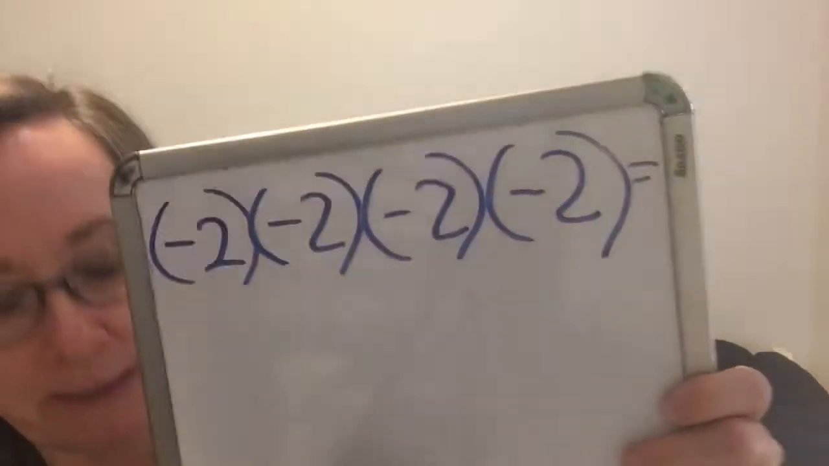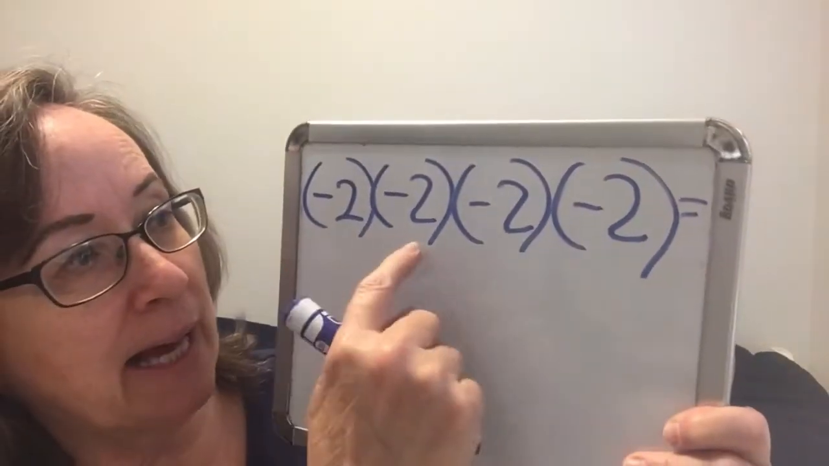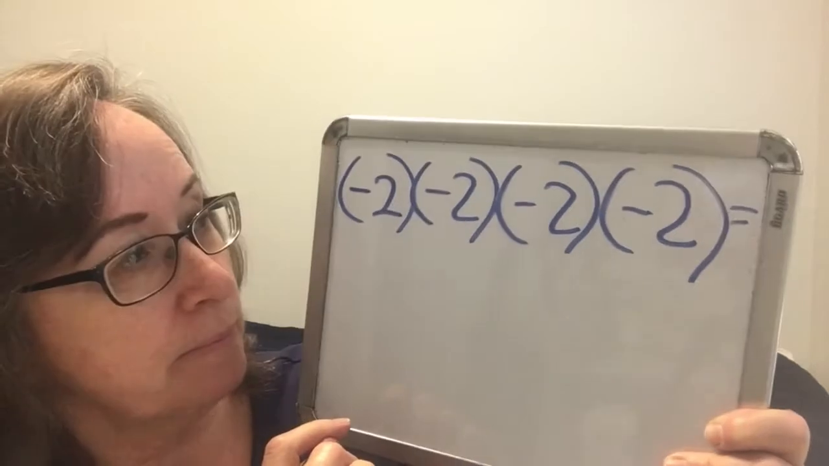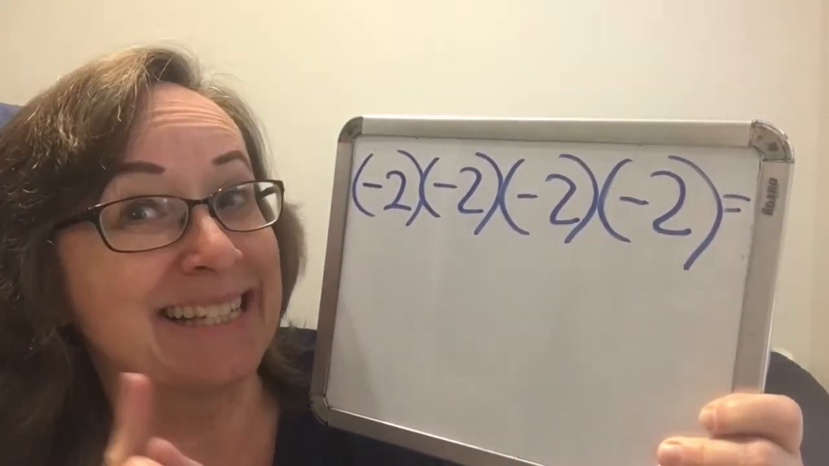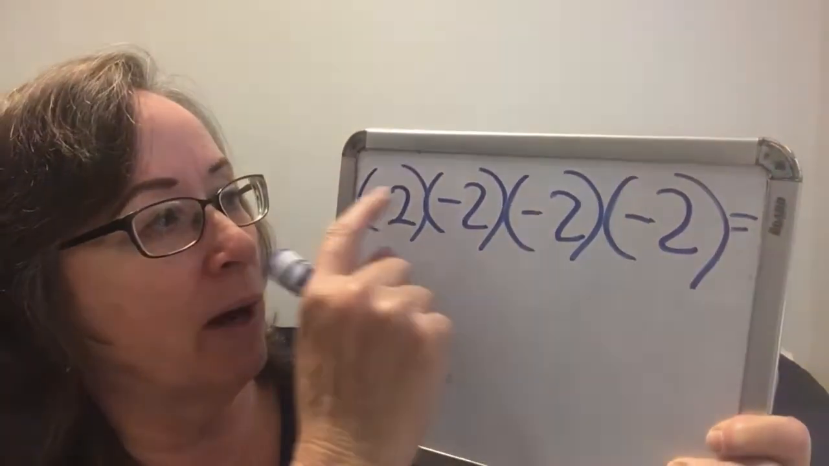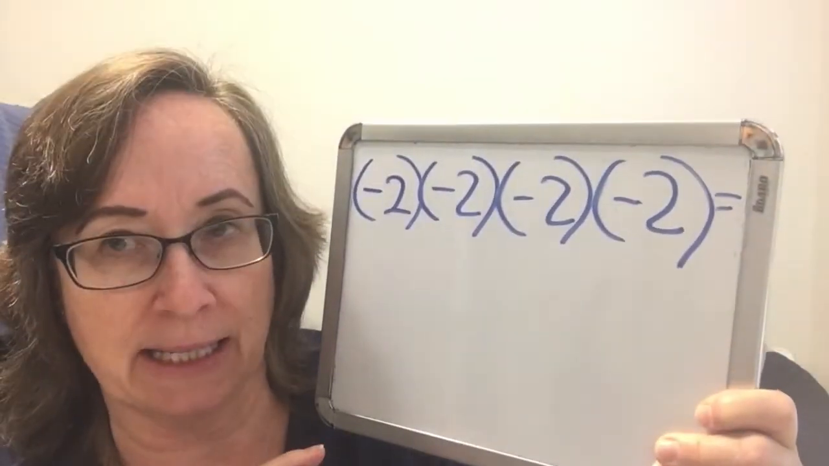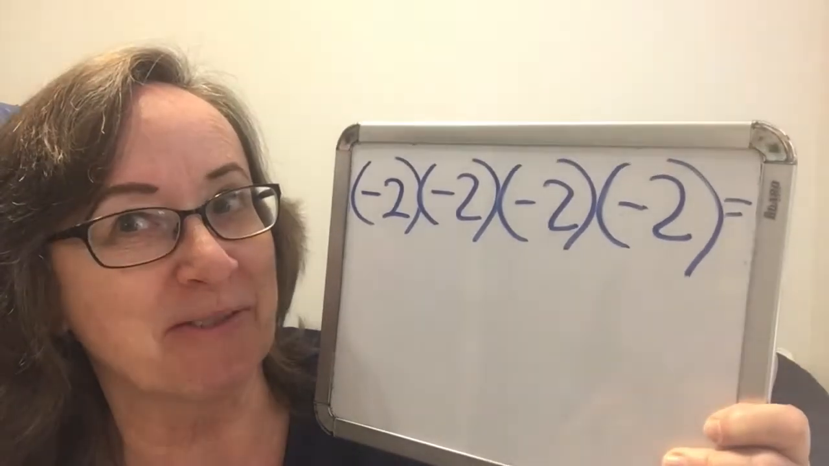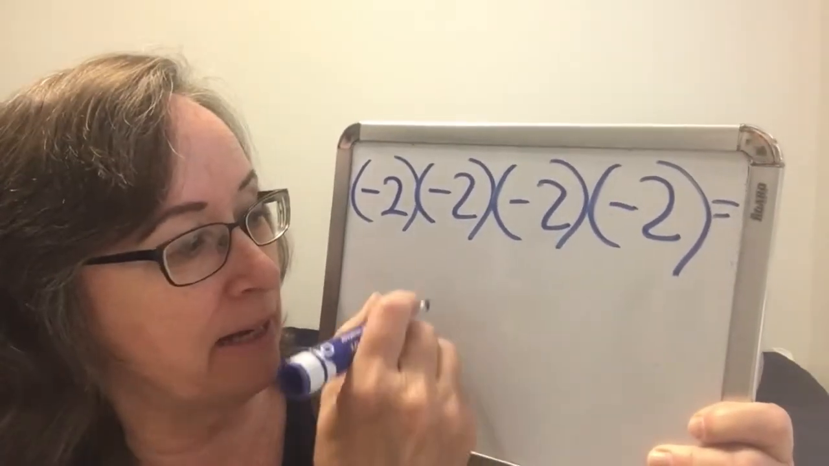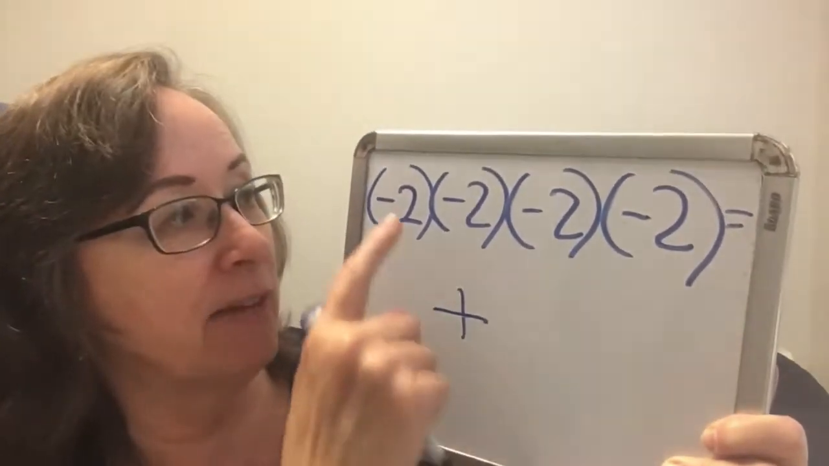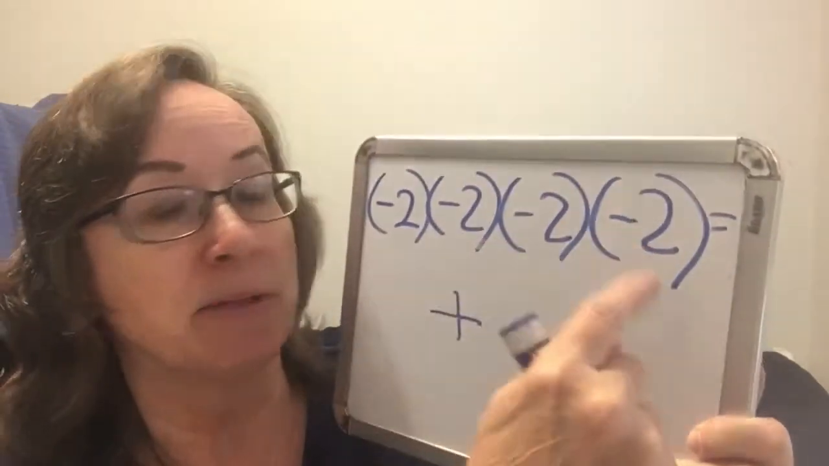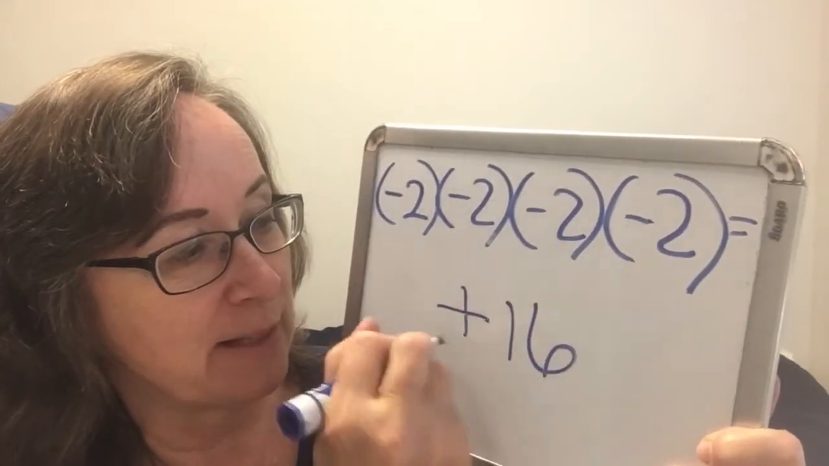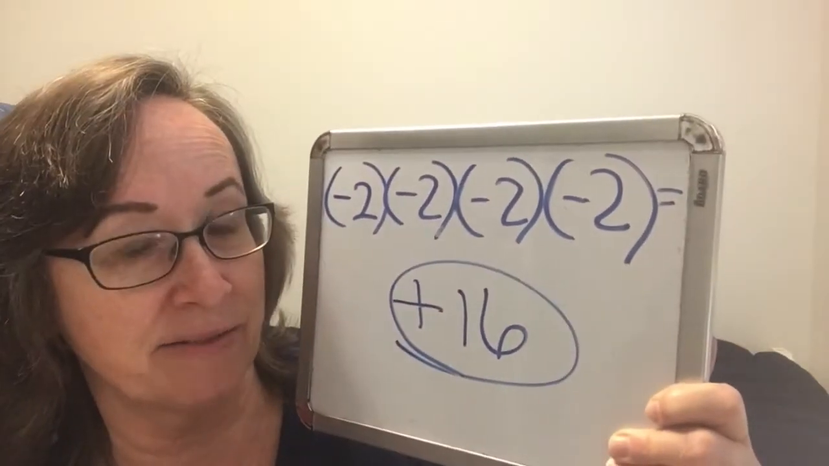So now look at this one. This one's a little different because we're multiplying. Negative 2 times negative 2 times negative 2 times negative 2. But the sign rule is the same. 1, 2, 3, 4 negatives. Even number of negatives becomes positive. So we know the answer is positive, and then 2 times 2 is 4, times 2 more is 8, times 2 more is 16. So the answer is positive 16.